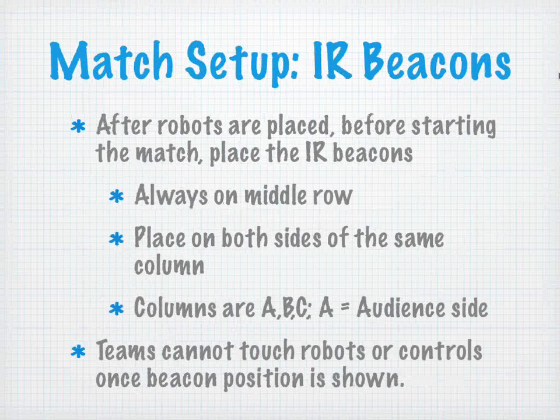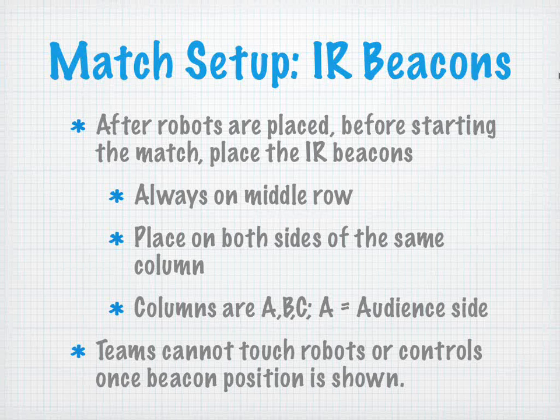So to set up the IR beacons, once the robots are placed, before starting the match, you'll place the IR beacons. I believe it's the scorekeeper software that will randomly pick one of the 3 columns where you should place the IR beacons. And you'll place it on both sides of the same column, and then the columns are labeled A, B, and C, where A is the one on the audience side.